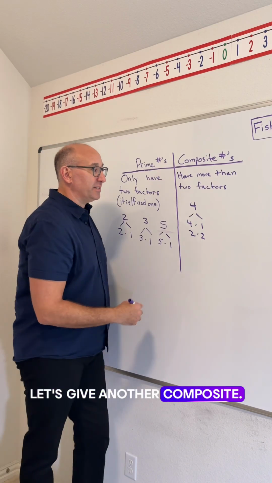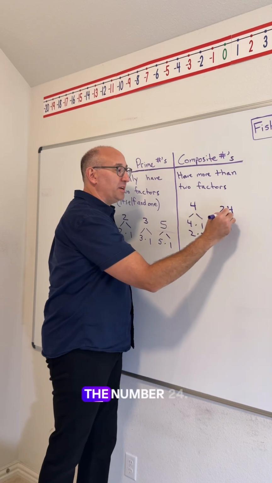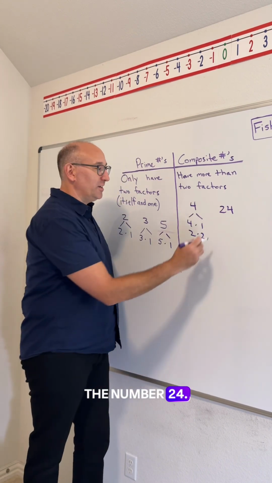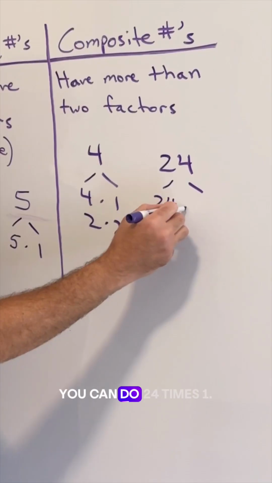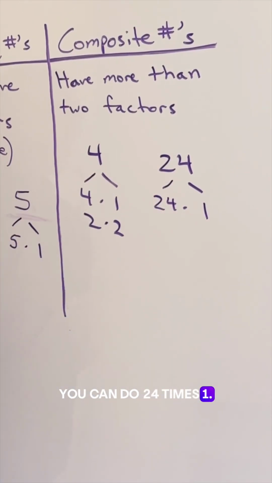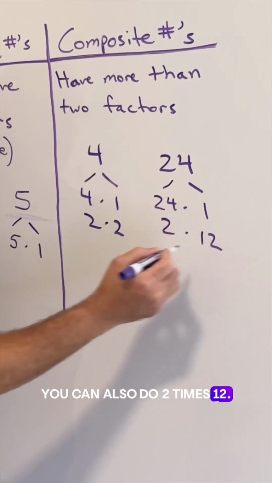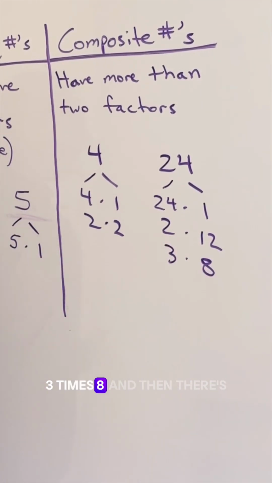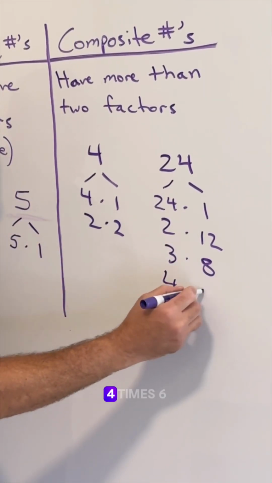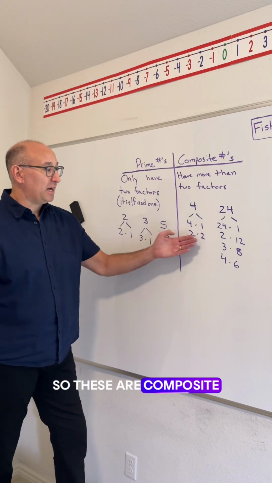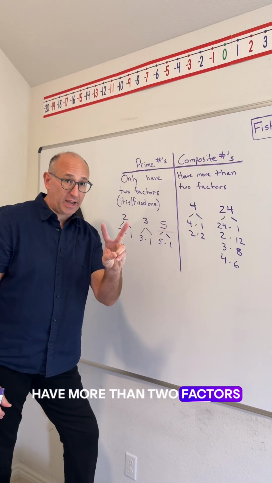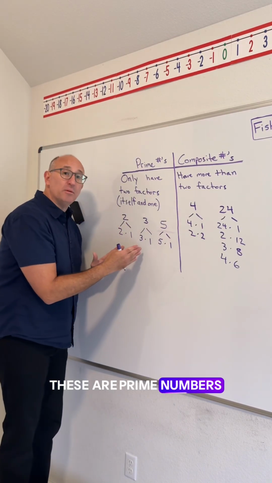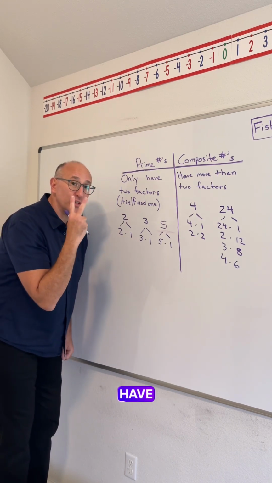Let's give another composite. One of my favorite composite numbers is the number 24. Let's talk about that. Well, you can do 24 times 1. You can also do 2 times 12. You can also do 3 times 8. And then there's also 4 times 6. So these are composite numbers because they have more than two factors. These are prime numbers because they only have two factors.